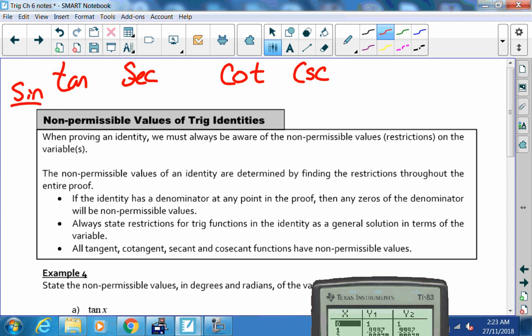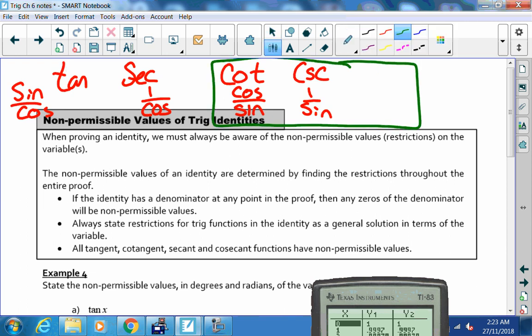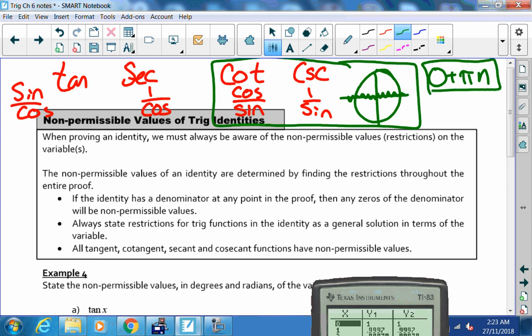Tan is sine over cos. Secant is 1 over cos. Right? There's like cos in every pair. Cotan is cos over sine, and then cosecant is 1 over sine. So here these have sine in the denominator. Sine can't equal 0. And for these two, right, remember sine is 0 on the horizontals. Right? Sine is 0 there and there. So cotan and cosecant are 0 plus pi n. That's the limitations for cotan and cosecant.